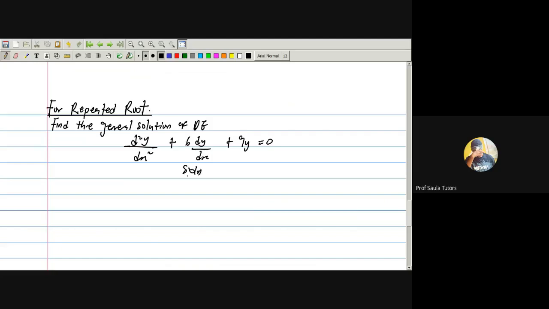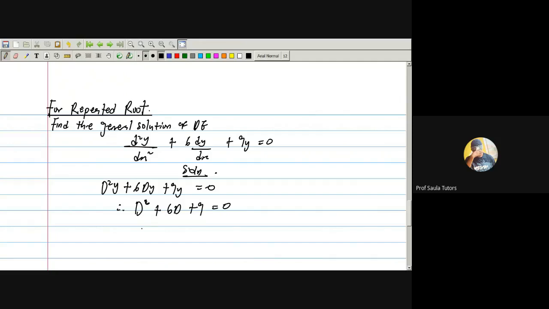Solution. The first thing is to get the characteristic equation. Using the D operator, I have d square y plus 6 dy plus 9y equals 0. Some people write it this way, putting brackets with one y here and removing all the other y's. It's the same thing. So our characteristic equation is d square plus 6d plus 9 equal to 0.